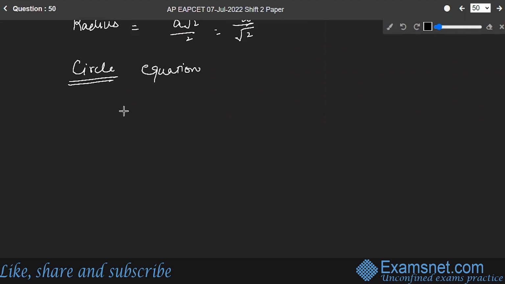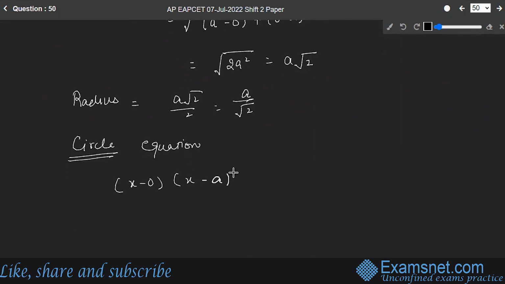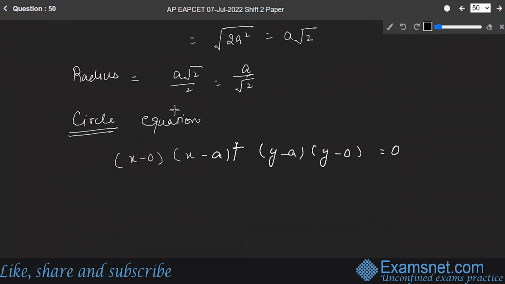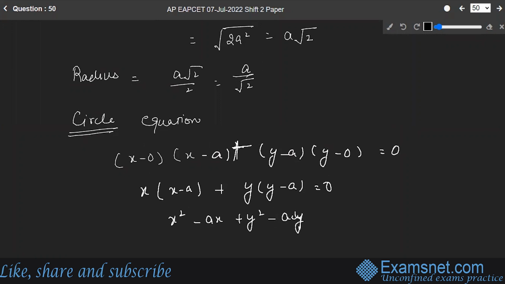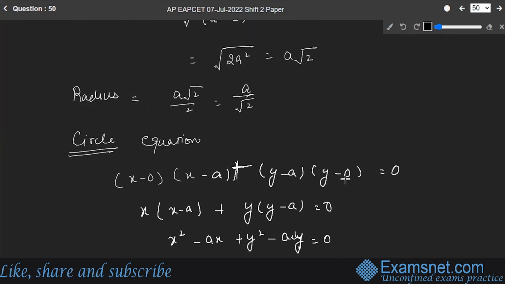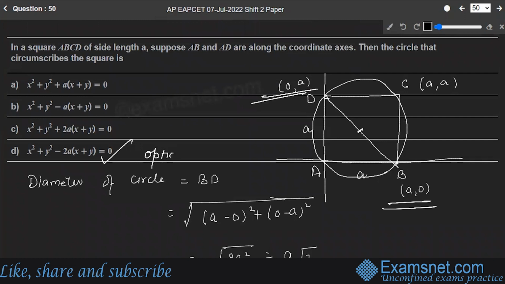Circle equation will be (x - 0)(x - a) + (y - a)(y - 0) = 0, because we have the two coordinates as these. So this will give you x(x - a) + y(y - a) = 0. x² - ax + y² - ay = 0, which gives you x² + y² - ax - ay = 0. This is the required equation of the circle. Let's check with the options. Option D is the correct answer to the question.